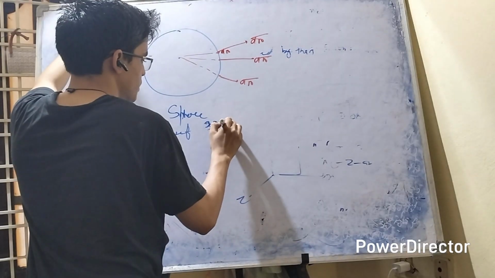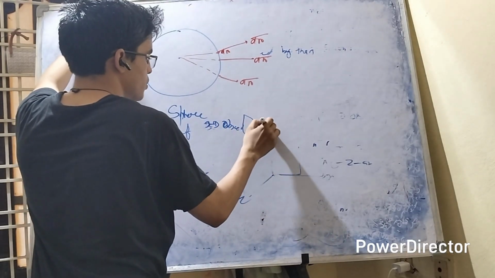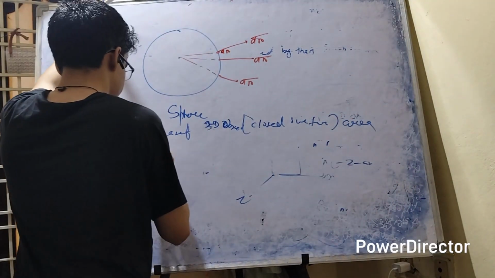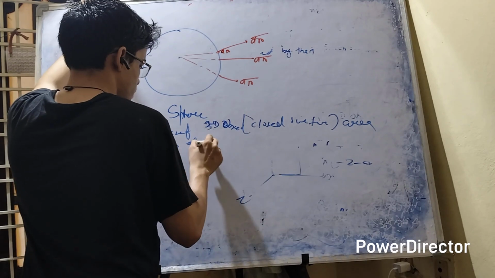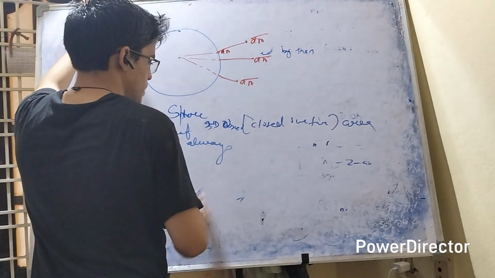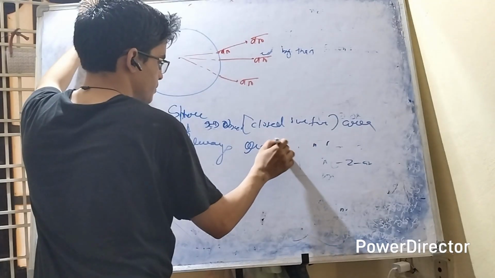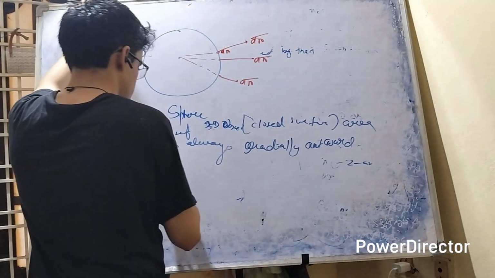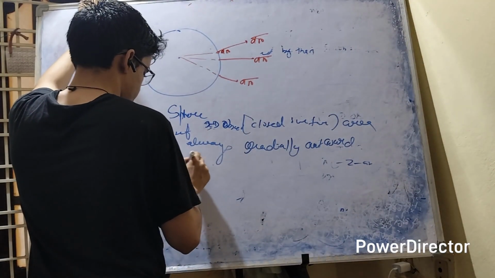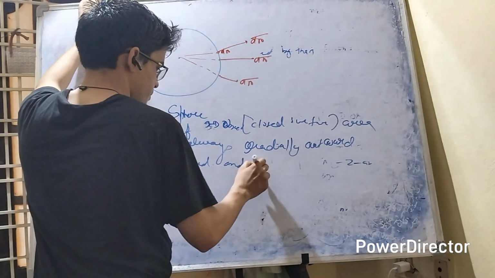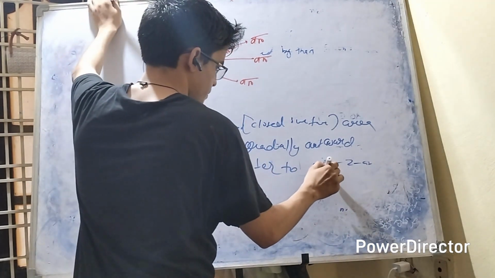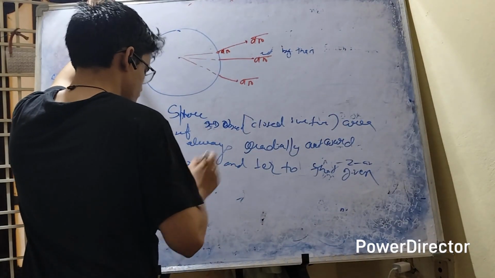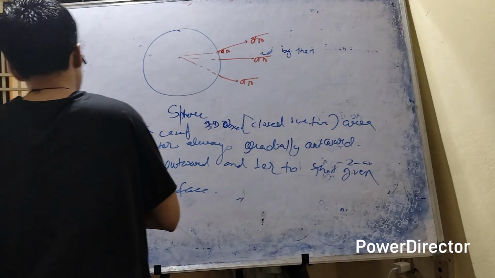three-dimensional object, that is also called a closed surface. Area vector is always radially outward, or outward direction and perpendicular to that given surface, right? Just asking a question.